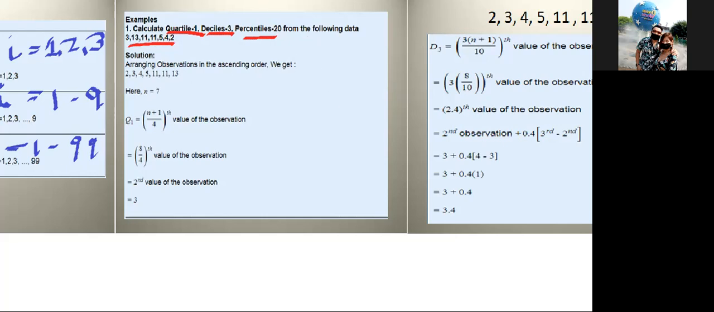So we can have 2, 3, 4, 5, 11, 11, and 13. I'll just make that a little bit bigger so we can have an easier time trying to find it. Okay, so we have 2, 3, 4, 5, 11, and 11. So you have 13. So finally 13.